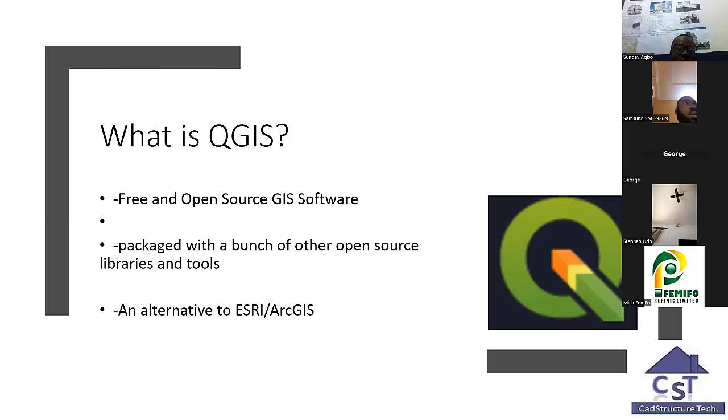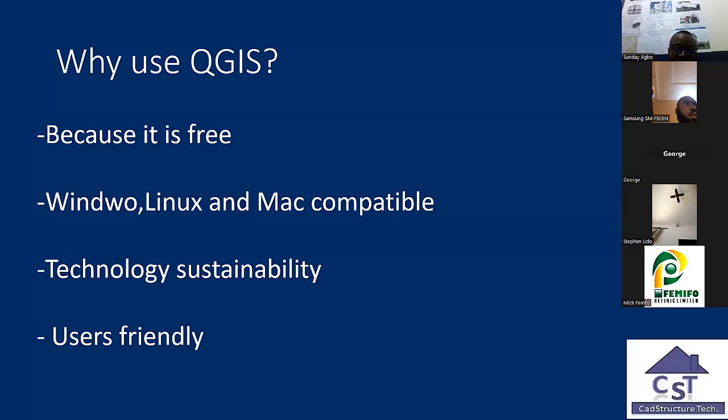Okay, and then it's an alternative to Esri, which is ArcGIS. As I said earlier, Esri is the father of GIS, so it's an alternative to the Esri software, that is ArcGIS, because those software are not free. You have to pay heavily for their license. And using QGIS will help us because it's actually user friendly. Okay, so look at that here. Why use QGIS? Because it's free. It's compatible with Windows, Linux, and Mac. Technology sustainability.